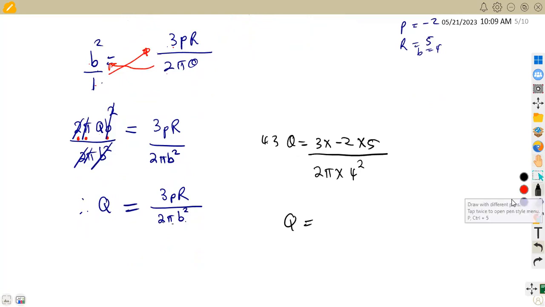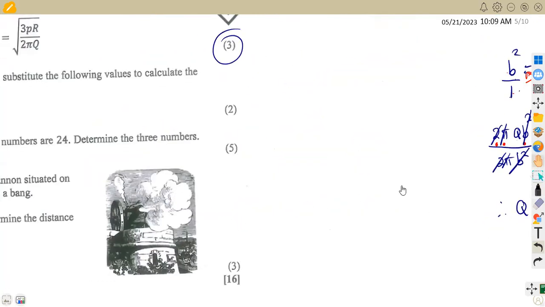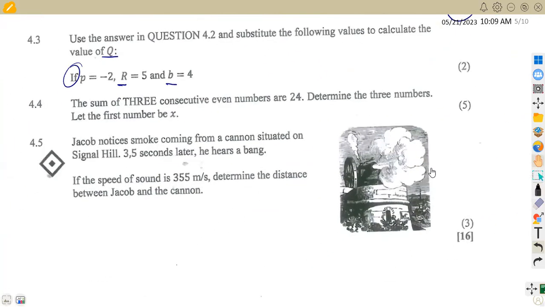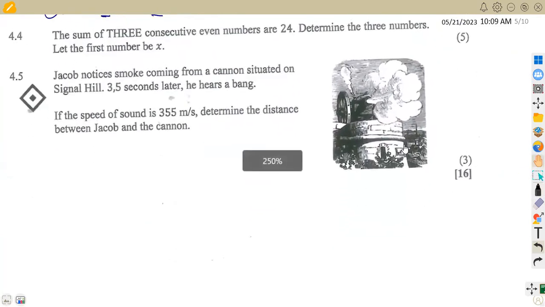If you plug in your values properly on your calculator, this is going to give us -0.298 41 and so forth. So this is going to be -0.298 to 3 decimal places. All right, so this is how we can answer these typical questions. So that was our question 4.3. All right, on 4.4, we are given a word problem here.